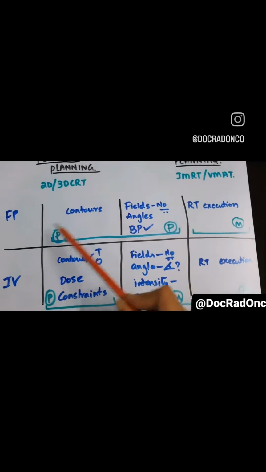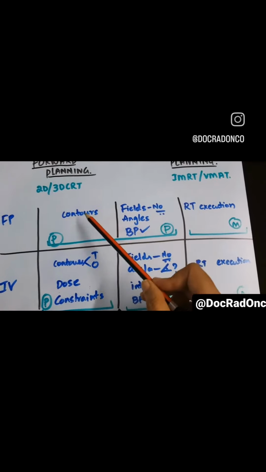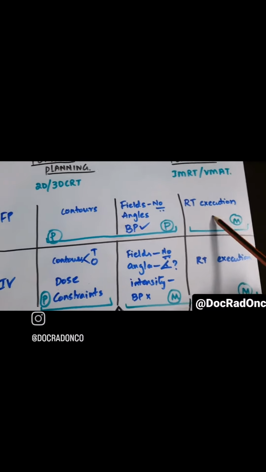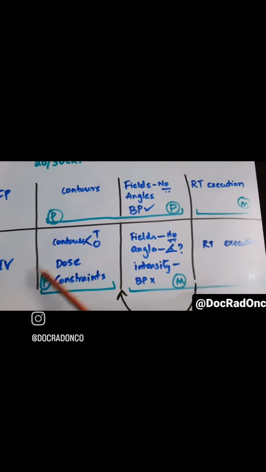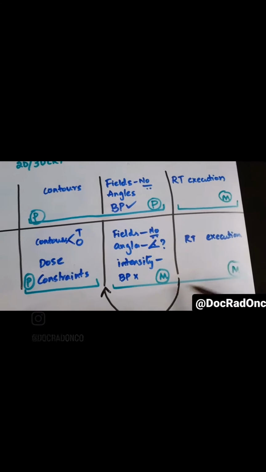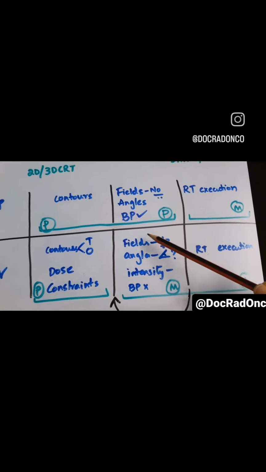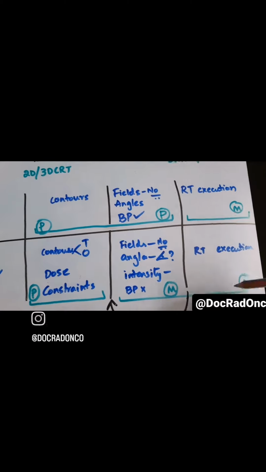So in forward planning, the contours, fields, angles, everything is given by the physician and planned manually, and the execution is done by the machine system. In inverse planning, the contours, dose and dose constraints are given by the physician, and everything else is done by the machine itself, or the system. The system plans the fields, angles, intensity, and the treatment is executed by the machine.